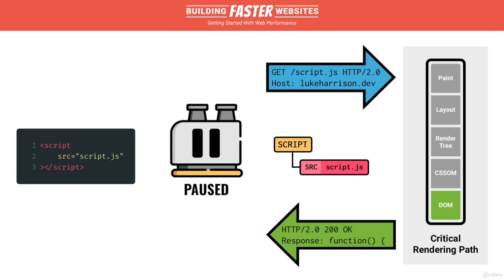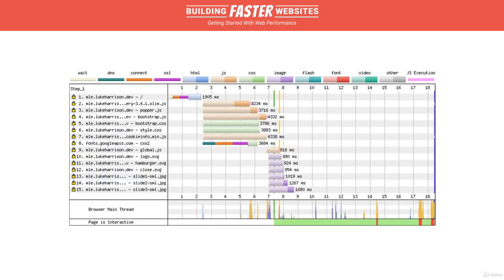We can see this on the website's waterfall here. All the JavaScript, these yellow bars, are downloaded and executed before we reach this green horizontal line, Start Render. Thankfully, modern browsers provide us with two attributes to tackle this issue.